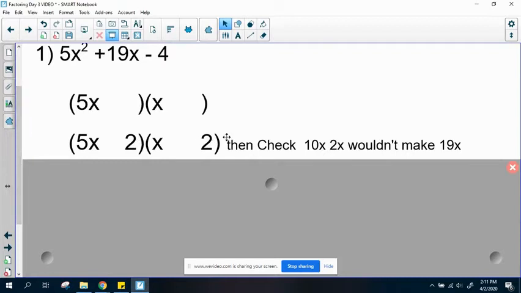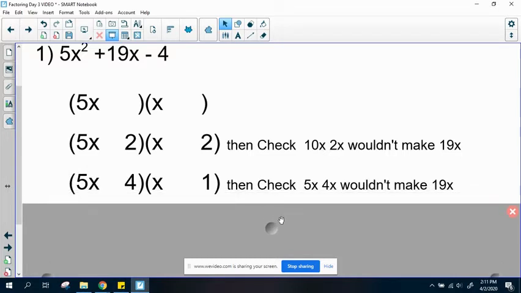So if I were to switch the 2 and the 2, I would actually get the same answer because 2 and 2 is actually the same number. So instead of trying 2 and 2 again, I'm going to switch and try 1 and 4. Okay, so I'm going to put the 4 here and the 1 here, and I'm going to check it. So then 5 times 1 would be 5, and 4 times 1 would be 4, and there's no way, again, with a 5 and a 4 that I can make a 19.